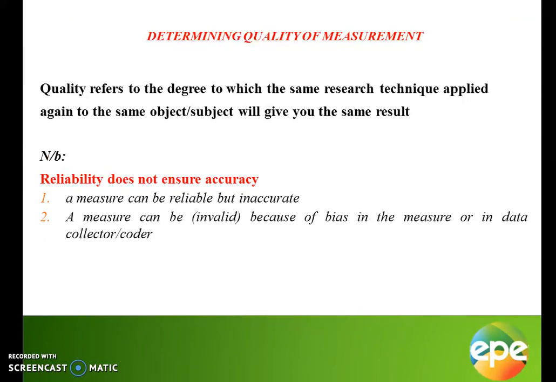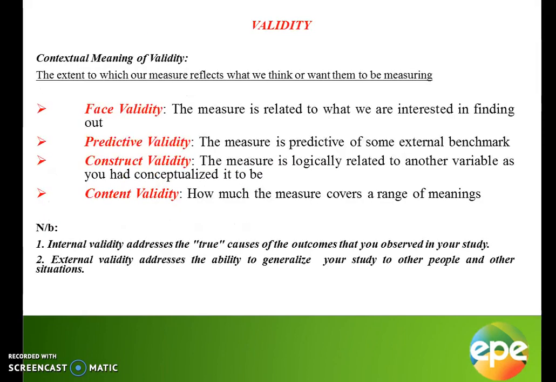The basic point to note here is that quality refers to the degree to which the same research technique applied again to the same object or subject will give you the same result, but you must note 2 points. A measure can be reliable but inaccurate. A measure can be invalid because of bias in the measure or in the data collector or the coding mechanism.